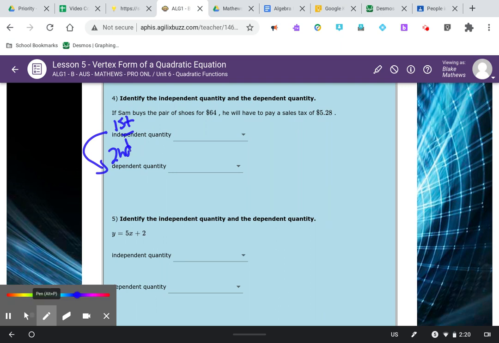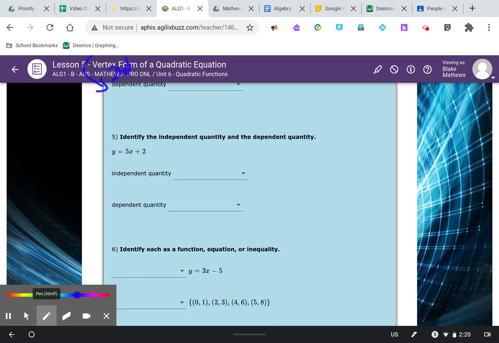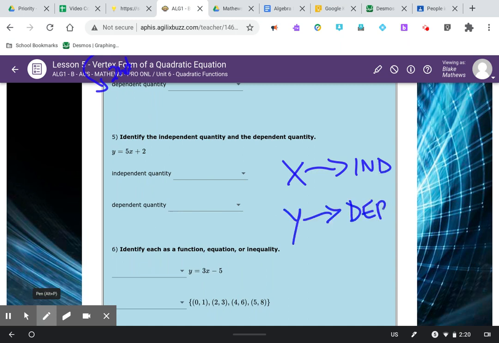Another way of looking at that is just simply that the x is the independent and the y is the dependent, always. That's just the way that algebra has chosen to represent those values. X values are always independent. Y values are always the dependent.